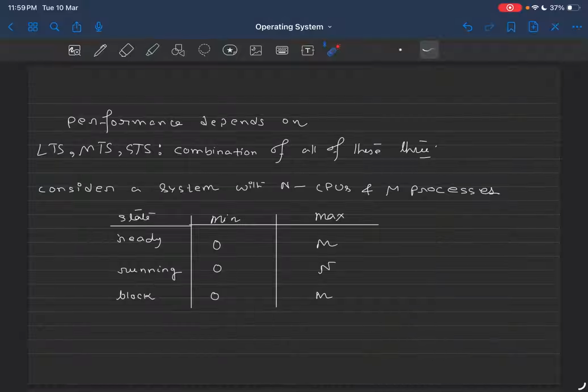So far we have seen that the long-term scheduler has to wisely create processes so that it creates a good mix of CPU-bound and IO-bound processes. The medium-term scheduler has to pick wisely which processes have to be pushed to the suspended state. Otherwise, you will end up with a high number of suspended processes. So the long-term scheduler has to be smart, and the medium-term scheduler has to be smart.